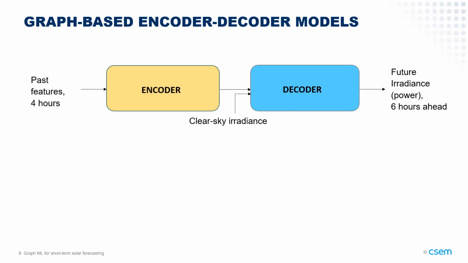It processes it in the encoder. The encoder basically creates a representation of those time series for all nodes available at that time. And the decoder takes that representation. We also use the clear sky irradiance as an input in the forecast horizon. And then it mixes that, processes it, and produces a sequence output of the 6 hours ahead.